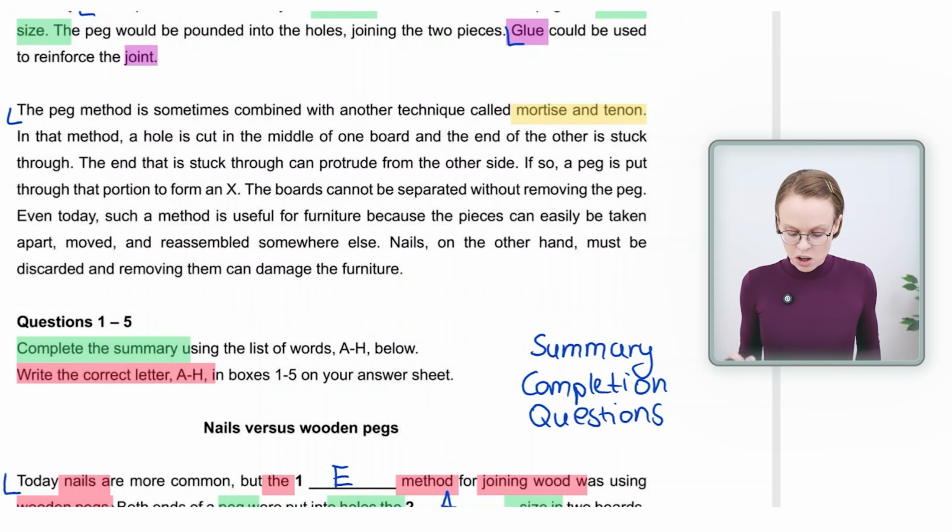In that method, a hole is cut in the middle of one board and the end of the other is stuck through. The end that is stuck through can protrude from the other side. If so, a peg is put through that portion to form an X. The boards cannot be separated without removing the peg. Even today, such a method is useful for furniture because the pieces can be easily taken apart, moved and reassembled somewhere else. Here we have the comparison with nails. Nails, on the other hand, must be discarded and removing them can damage the furniture.